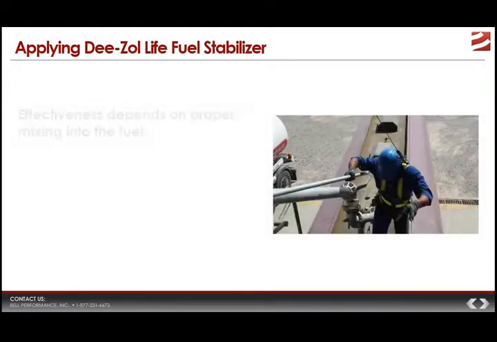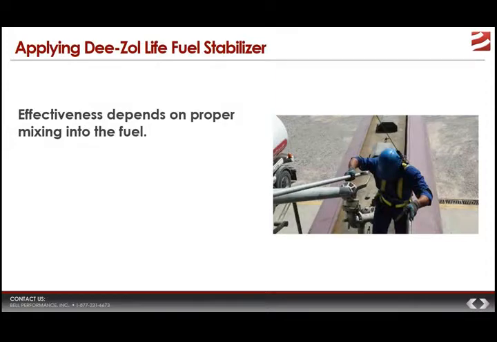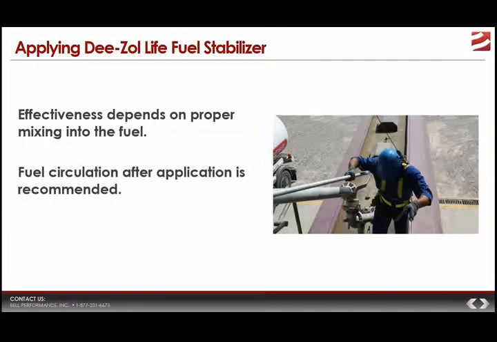So how to apply a fuel stabilizer like Dee-Zol Life? As with a lot of other things, including like biocides, the effectiveness of a stabilizer depends on getting it well mixed into the fuel and applying it at the beginning. There are 4 main ways that people apply these kind of products. Probably the best way is to add it to a storage tank, and then circulate the fuel for a given amount of time.